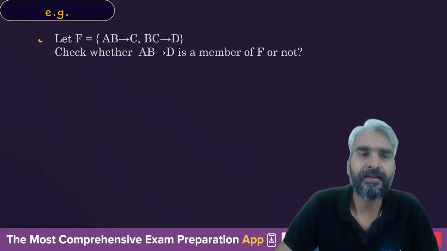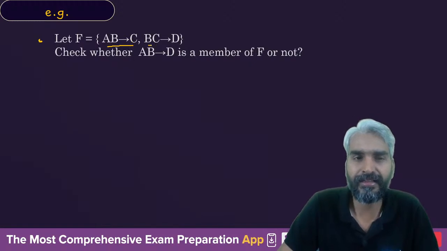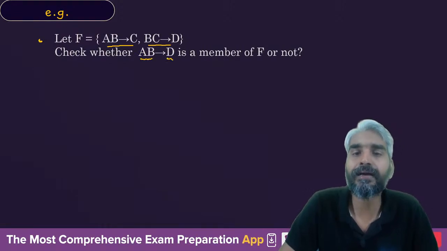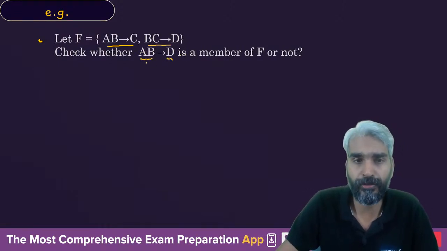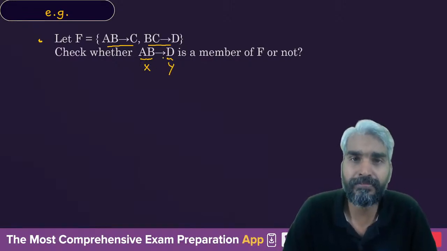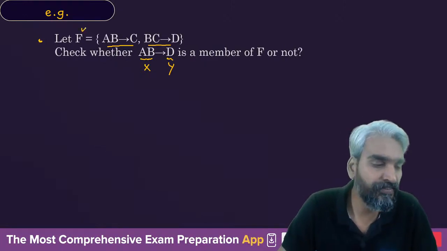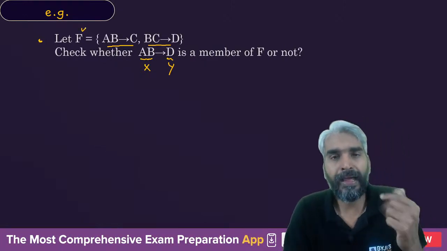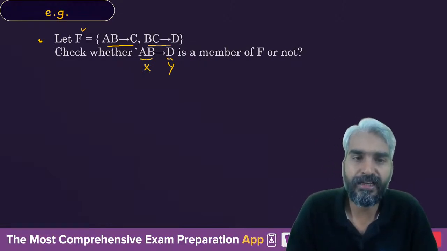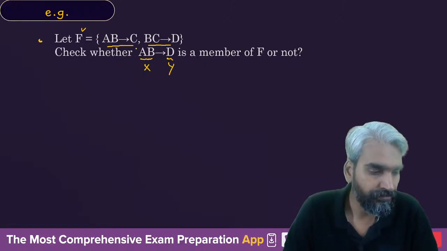Check this. Let FD set F be AB implies C. This is one FD, another is BC implies D. Now you are being asked to check whether AB implies D is a member of F or not. So here this AB becomes your X and this D becomes your Y. So tell me whether AB implies D is a member of this FD set F or not. Reply fast.